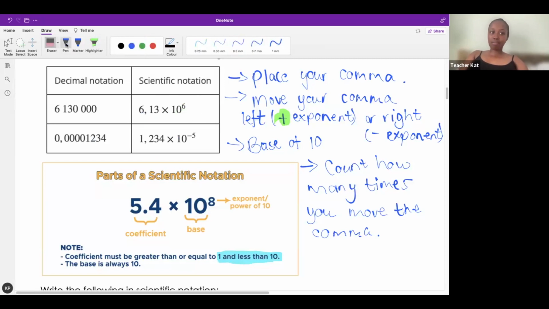So now we know we're going to have a positive exponent, right? Then the next thing, we put our base of 10, which is over here. And then we count how many times we move the comma. So going from there to over there, let's see. It is 1, 2, 3, 4, 5, 6. Do you guys see now where the 6,13 times 10 to the power of 6 comes from?